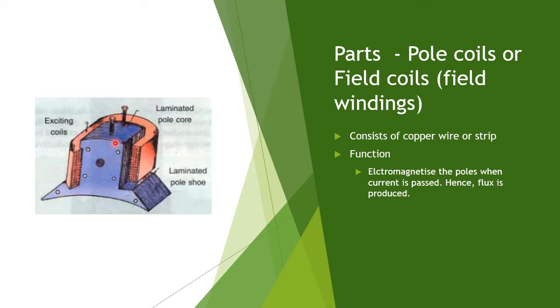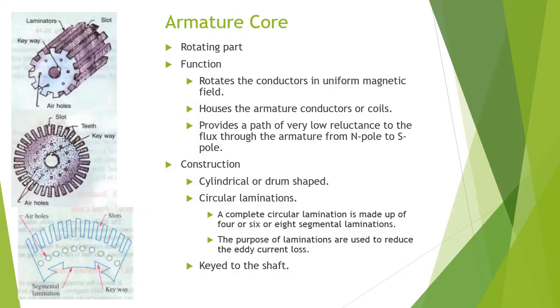So these will be the field poles. These poles are field poles. These coils may be called field coils. So you can call this coil the exciting coil. The next part is the armature.